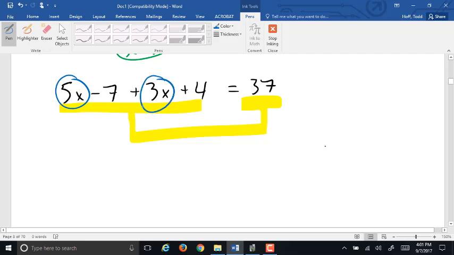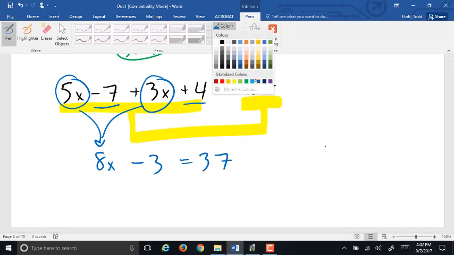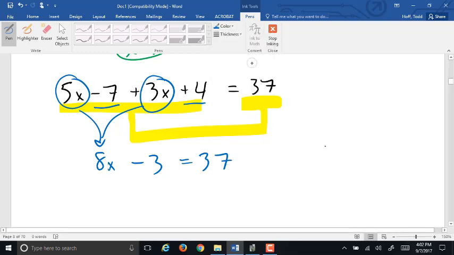5x and 3x to make 8x. But we can also combine -7 and the +4 to make -3. Good. Now it's 8x minus 3 equals 7. It's in a form we can solve. What would we do first?